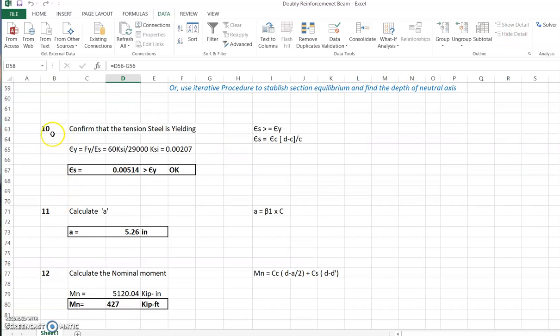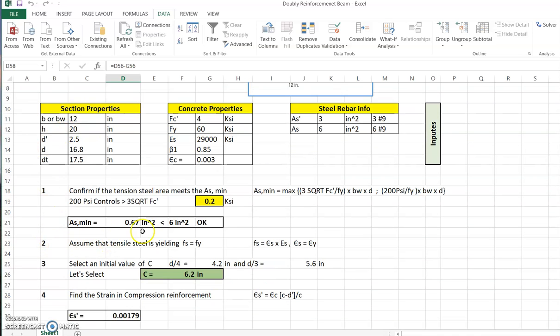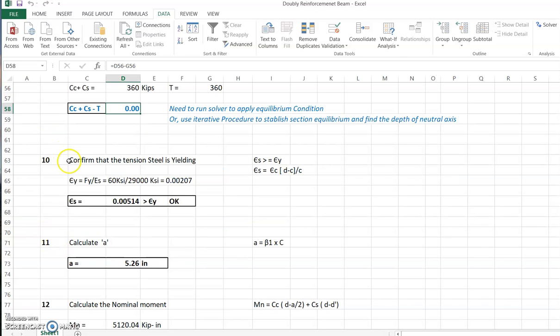Number 10, we have to confirm that the tensile steel is yielding. In step 2 we assumed that it's yielding, but in step 10 we have to confirm that it's yielding. The equation for that is epsilon_s equals epsilon_c multiplied by (d minus c) over c. After plug and check of all those values, we get epsilon_s is 0.00514, which is greater than epsilon_y, which is f_y over E, 0.00207. Yes, we are okay. The tension steel is yielding.